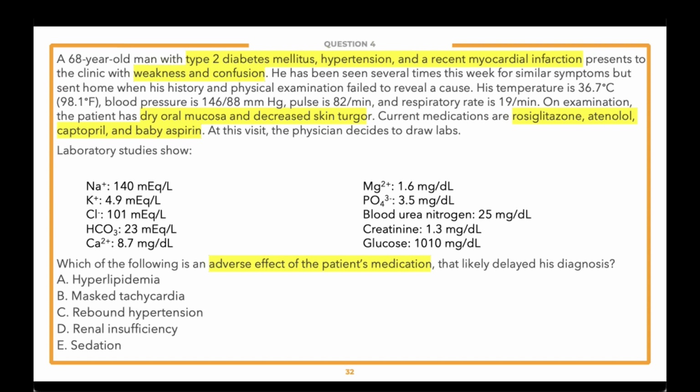All right, so we have option E, sedation; option D, renal insufficiency; option C, rebound hypertension; option B, masked tachycardia; and option A, hyperlipidemia. Think about these medications, think about their side effects, and think about what delayed his diagnosis. Take your time, focus on what the question is asking and what you know, and then let's take the poll and try to pick the best answer possible.